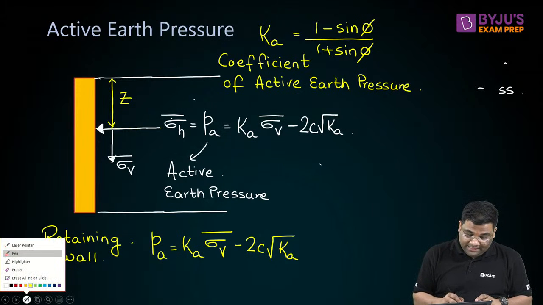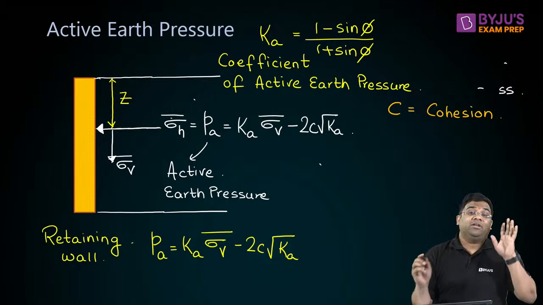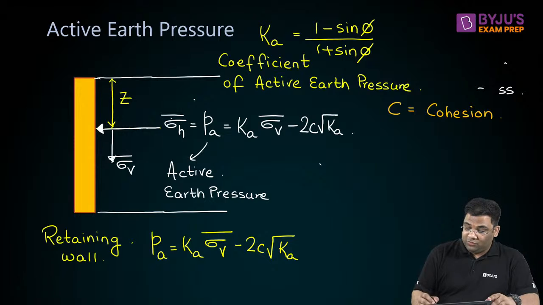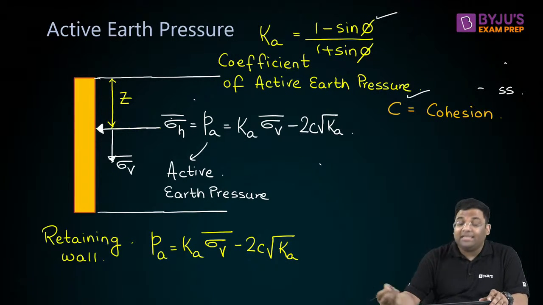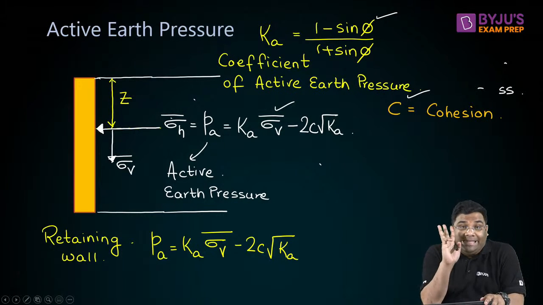And the last one is C for cohesion. So as I told, it depends on three things, right? You can see from the equation it depends on three things. One is the angle of internal friction. It depends on the cohesion. It also depends on the vertical stress.